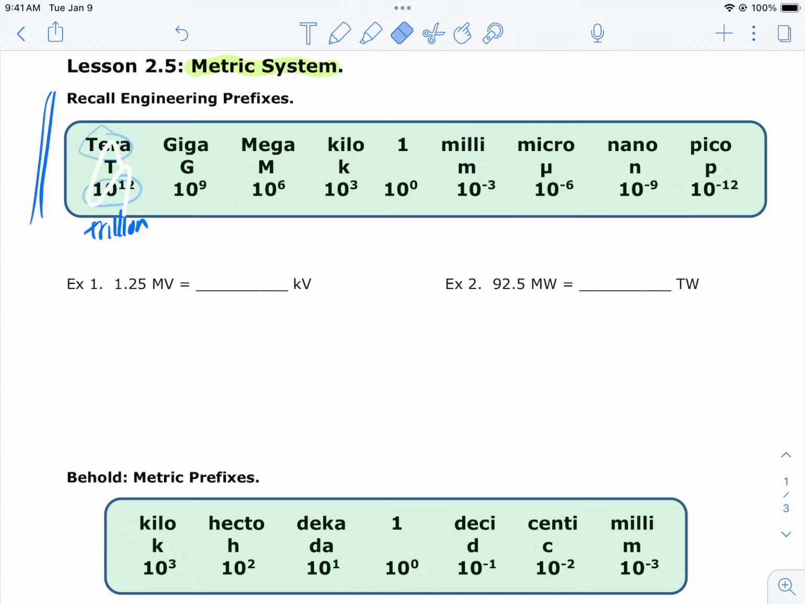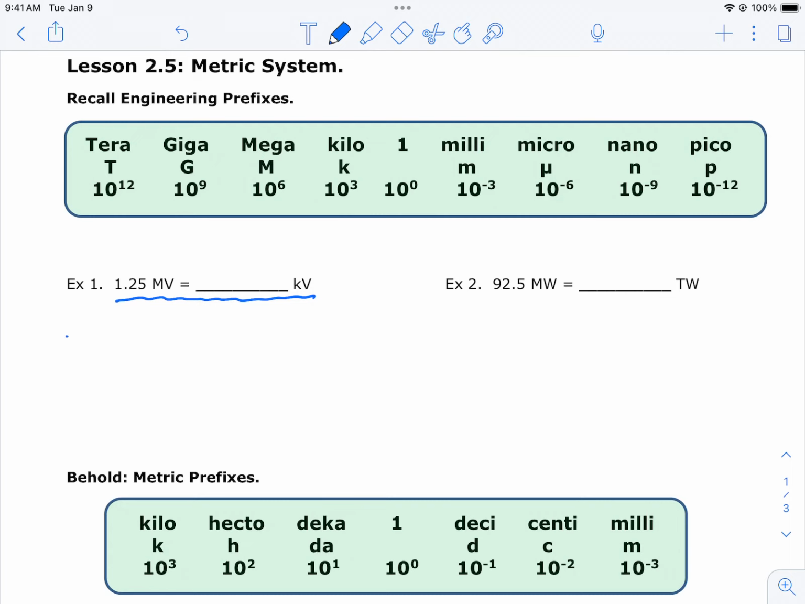So you had all of these different engineering prefixes, and if you didn't do the last lesson, please go back and do it, because I'm not going to re-explain it all right here. But I do want to show you something that I'm not sure I showed you in the last lecture. Look at this. You've got 1.25 megavolts. You want to convert it to kilovolts. How can you do that on your calculator?